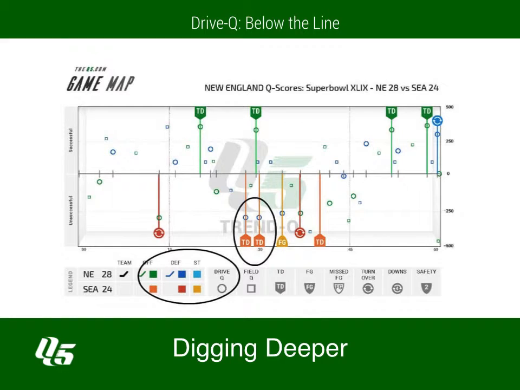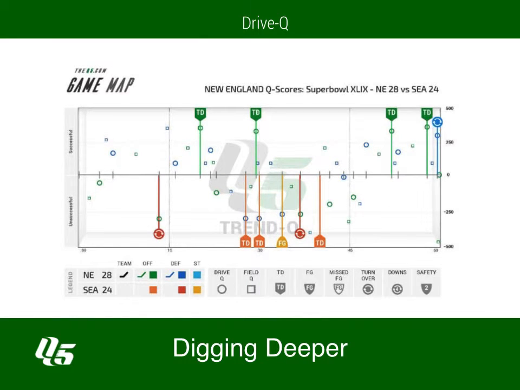With the heavy part of our discussion complete, now the strong visualization aspects can take over. For each drive, the starting field position box is marked in the middle of the drive, and the drive Q score is marked at the end. Again, offense and defense have separate colors.